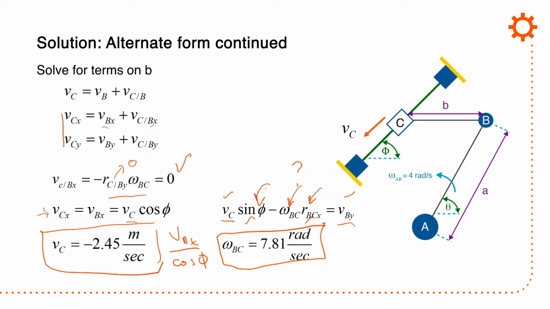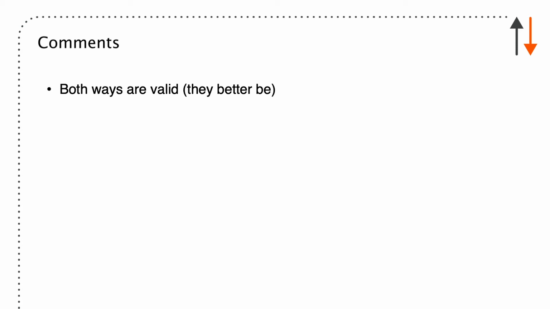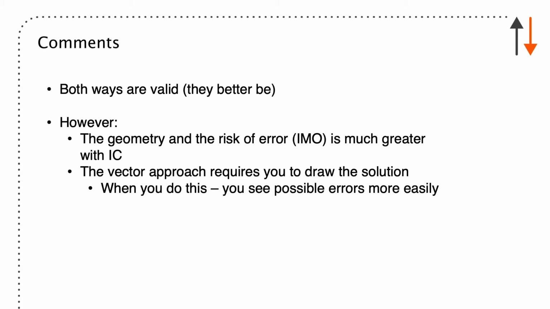Now, I also can calculate out the terms, and velocity of C should go in this direction. That's an intuitive result, but I'd expect to get a minus VCY and a minus VCX according to the notation I've used. Both ways are valid. You get the same result. Everything is the same. However, this is a personal bias, and you may be really good at geometry, and you may find this a bit too much work. But I do find that there's much more risk of error when it comes to using the instantaneous centers. The vector approach requires you to draw the solutions, and when you do this, you see the possible errors more easily. As a first step, you solve for the terms. You solve for the radial directions. You solve for everything right away.